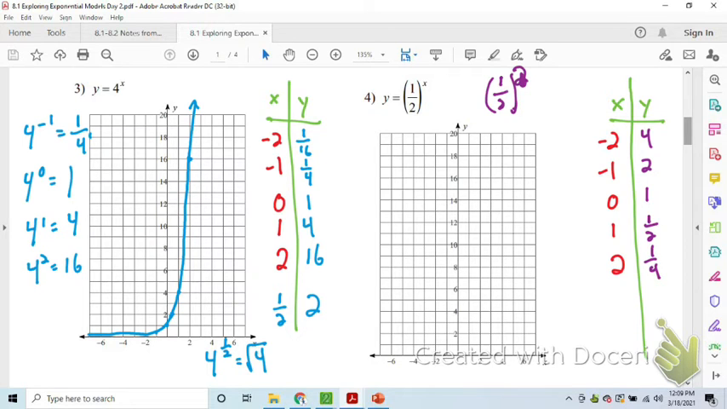So you're going to plug in those numbers. So -2, 4. -1, 2. 0, 1. Then we have 1, 1/2. And then 2, 1/4. So let's do -3. Let's plug that in as well. See how much we can get out of this.